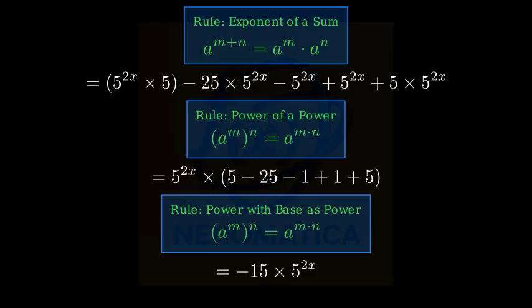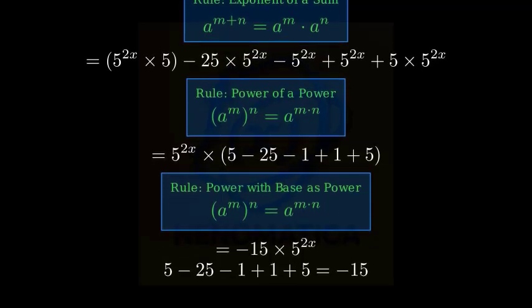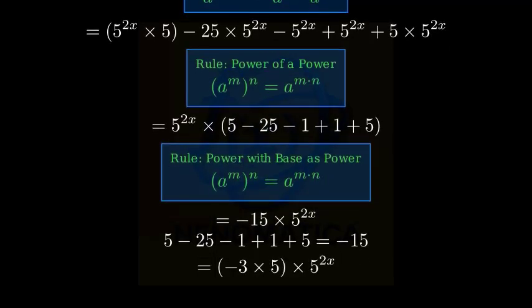The fourth term, 25 to the power of x, can be rewritten as 5 squared to the power of x, which equals 5 to the power of 2x. And finally, 5 times 5 to the power of 2x is just 5 times 5 to the power of 2x. Now, let's look at what's inside the parentheses. We have 5 minus 25 minus 1 plus 5, which simplifies to negative 15. So our expression becomes negative 15 times 5 to the power of 2x.